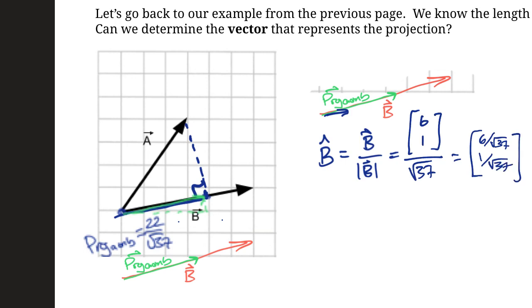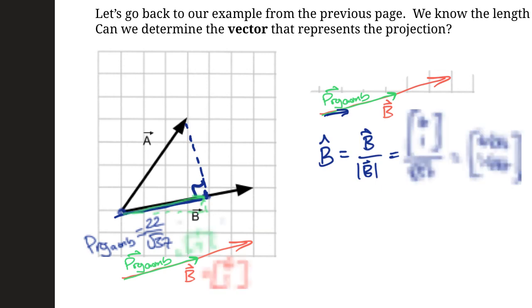So this new vector, notice how B started off as, actually let's put that down here. B is 6, 1. This is what we're trying to find. We don't know what that vector is. But now what we know is a unit vector in that same direction. Keep in mind, the unit vector, the projected vector, and vector B are all in the same line. They're all collinear, they're all parallel to each other essentially.